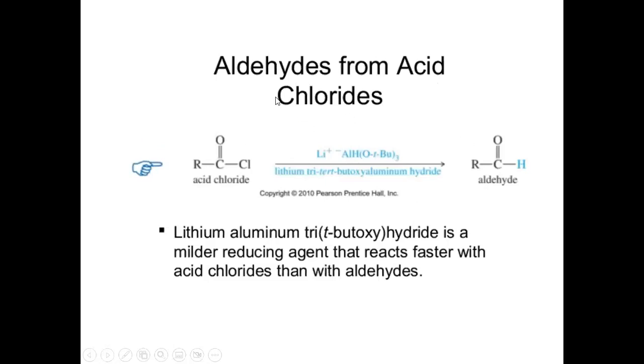Then production of aldehydes from acid chloride. So we have an acid chloride here. The lithium aluminium tri-t-butoxyhydride is a milder reducing agent that can react faster with acid chloride than with the aldehyde. So from acid chloride, it will straight away be converted into aldehyde in the presence of this lithium tri-t-butoxy aluminium hydride.